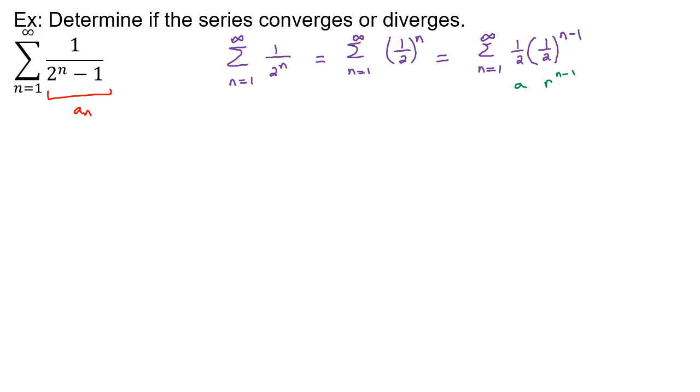So, since this is geometric, my r, this little 1/2 right here, that is my r. So the absolute value of r is the absolute value of 1/2, which is just 1/2. It doesn't really change anything there.